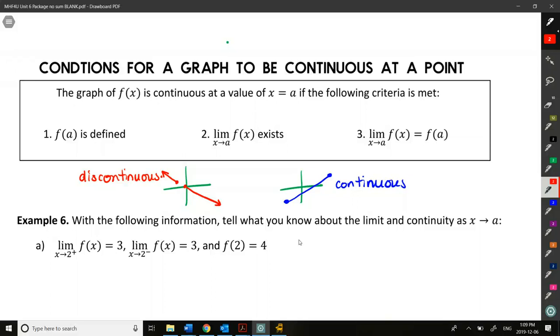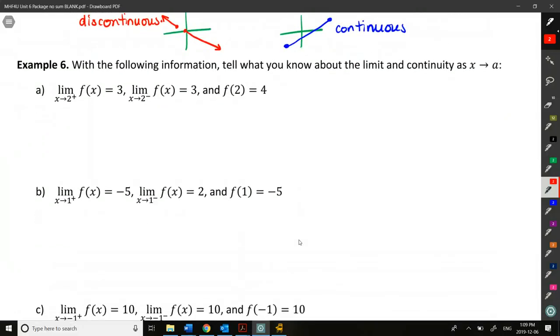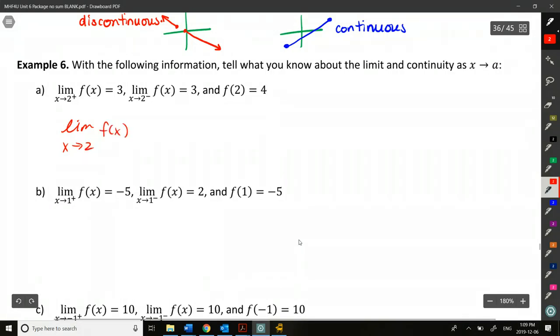So I'm going to give you guys a couple scenarios here. I want you to tell me what you know about the limit, and I want you to tell me what you know about the continuity at that point a. Okay, so the limit as x approaches 2 from the right is equal to 3. The limit as x approaches 2 from the left of f at x is equal to 3. And f at 2 is defined, and it's equal to 4. So what do you guys know about the limit as x approaches 2 of f at x? Let's start with that. Does this exist? What is it equal to?